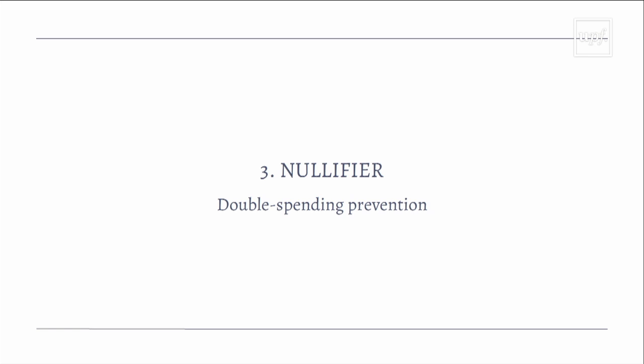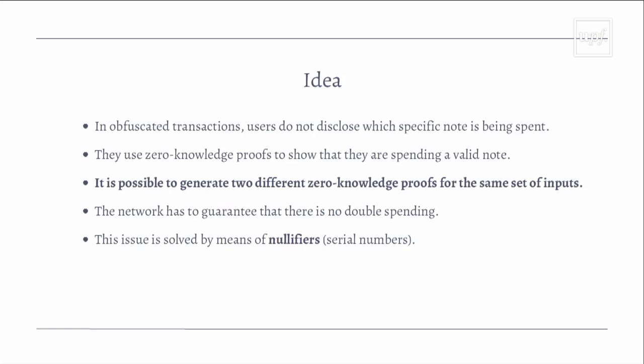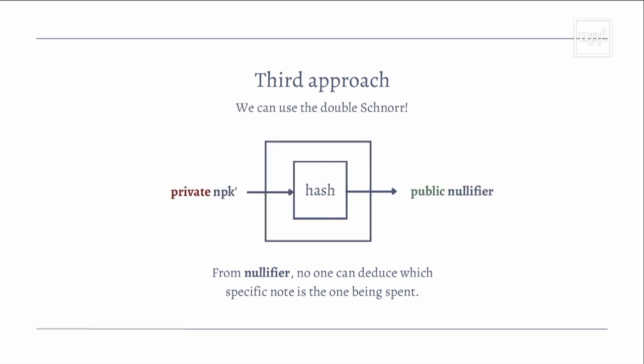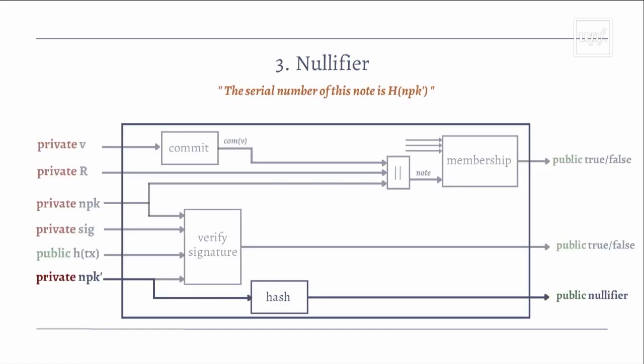And the reason for this is that we use NPK prime to derive a nullifier. So let me just remove this, but essentially a nullifier is just a serial number that will prevent the users from spending the same node more than once. So this is what he will do. From the node's public key prime, which is a unique deterministic value, we will hash it and we will get the nullifier. And the key here is that from the nullifier, no one can retrieve which was the node that was being spent, not even the person who sent it to that person in the first place.